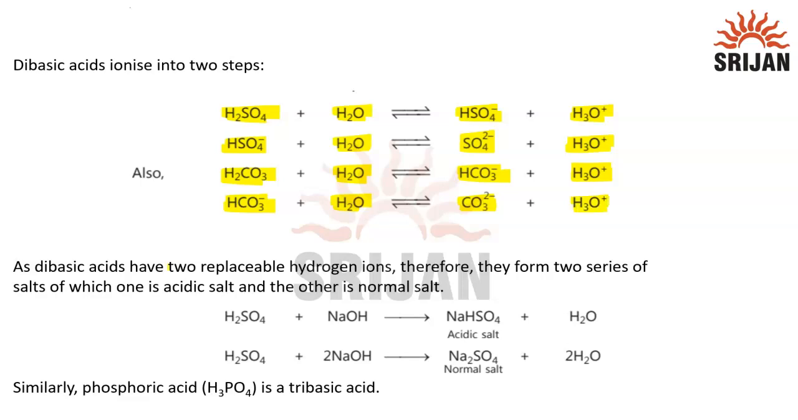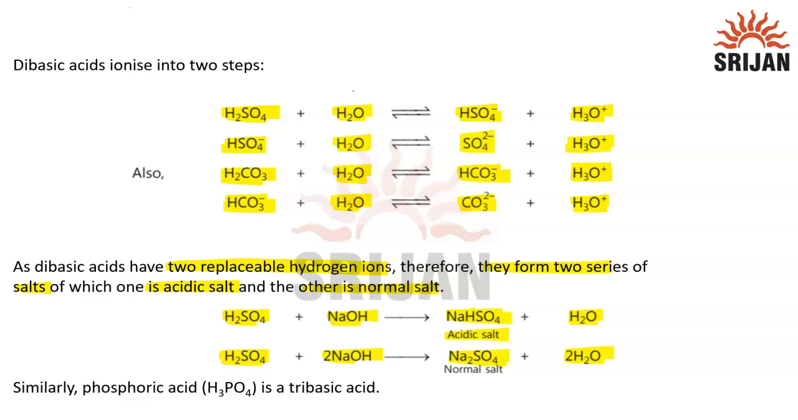As dibasic acids have two replaceable hydrogen ions, they form two series of salts, of which one is an acidic salt and the other is a normal salt. For example, H2SO4 reacting with NaOH can produce NaHSO4, which is an acidic salt because it contains one acidic hydrogen, and water is also produced. Then H2SO4 reacting with two molecules of NaOH can directly produce a normal salt, Na2SO4, which does not contain any acidic hydrogen, and two water molecules are released.